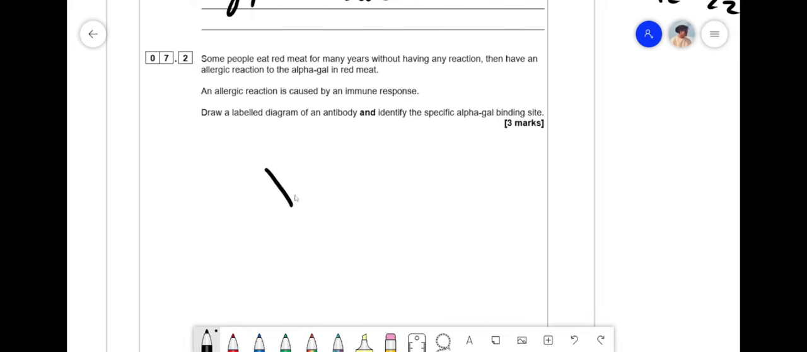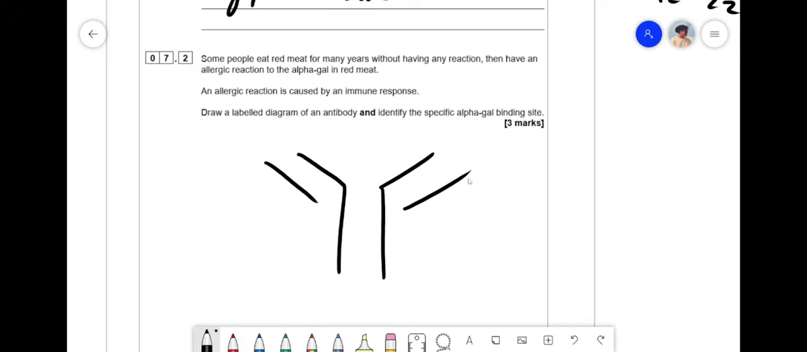So you will have your Y-shaped sort of polypeptide chain here. Well, let me make it a bit more clear actually. So me and my beautiful artwork. You'll have your disulfide bridge here, and a disulfide bridge here. And then you need to now basically label all of this.